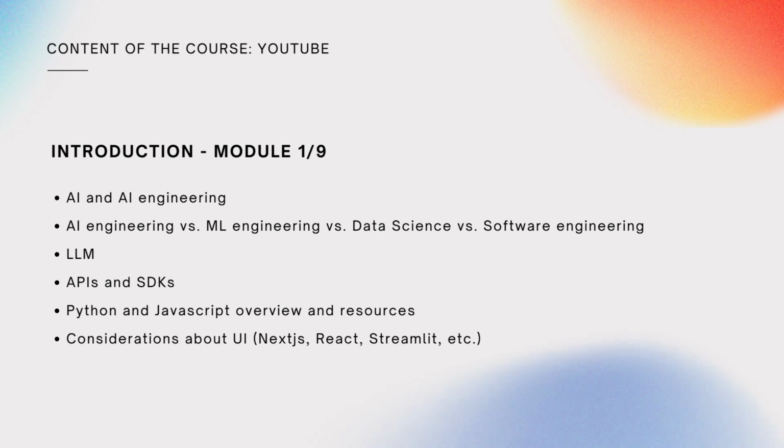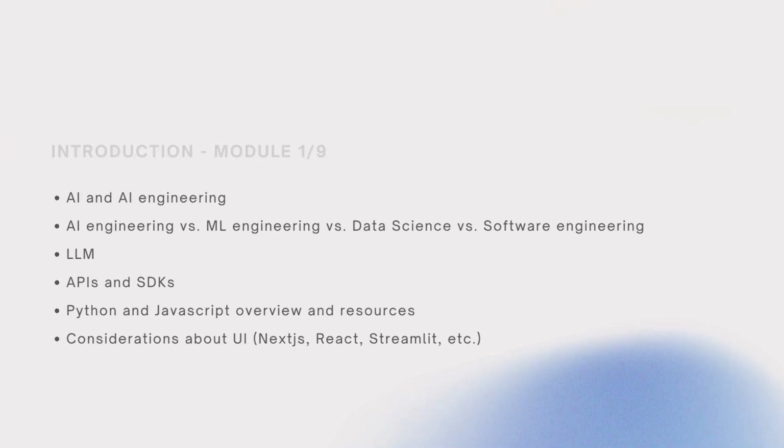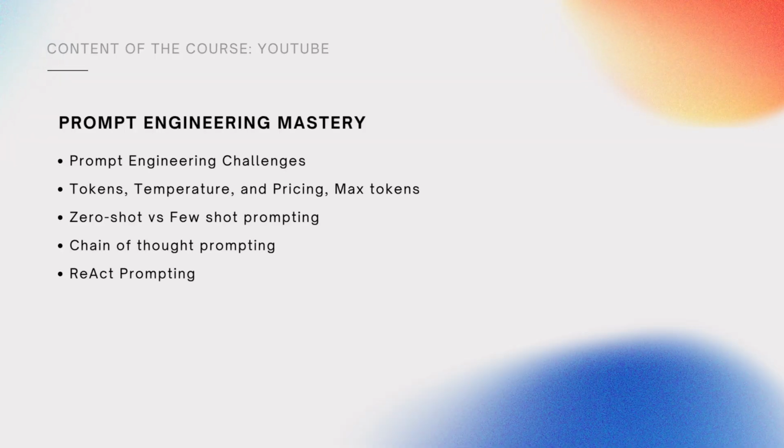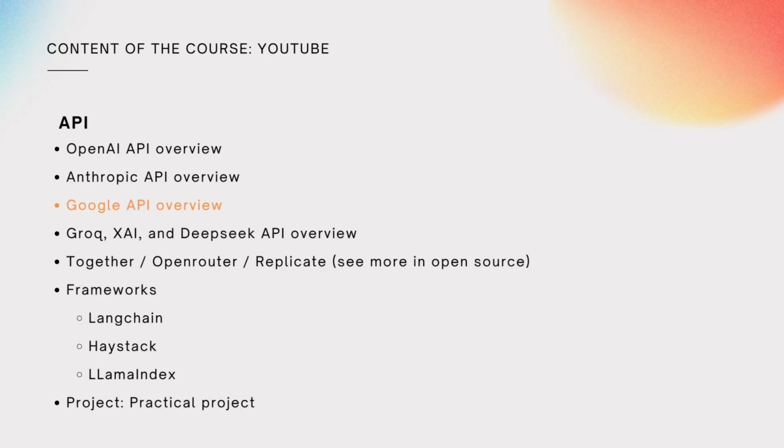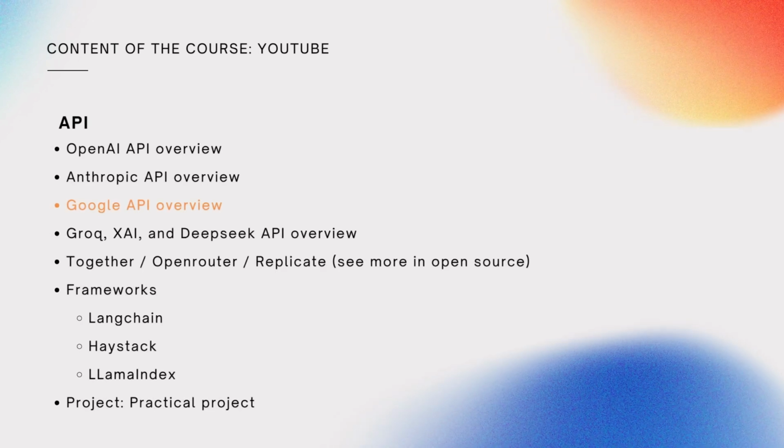So right before, in the first two modules, we talked about AI and AI engineering in general in the introduction module, and then we went through prompt engineering. And for the third module, we talked about OpenAI, Anthropic, and now we're talking about Google. In the next videos, we'll talk about Grok, XAI, DeepSeek, open source frameworks, or open source model hosting platforms, as well as frameworks. So let's get started.